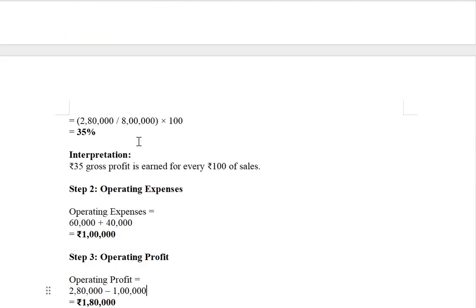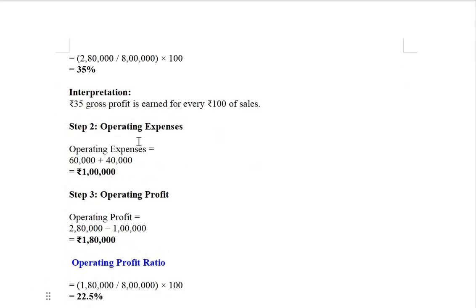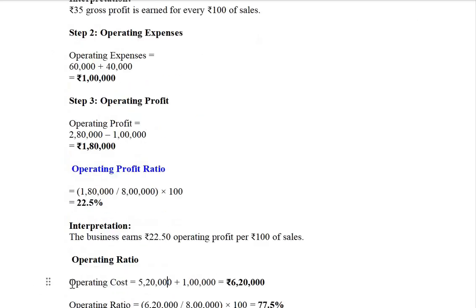The next one will be operating profit ratio: operating profit divided by net sales into 100. Operating profit is not given directly, so we calculate it from gross profit minus operating expenses. Here the operating expenses given are 60,000 plus 40,000, which is 1 lakh. Gross profit 2,80,000 minus 1 lakh gives 1,80,000. So operating profit divided by net sales 8 lakh into 100 gives 22.5% as the operating profit percentage.